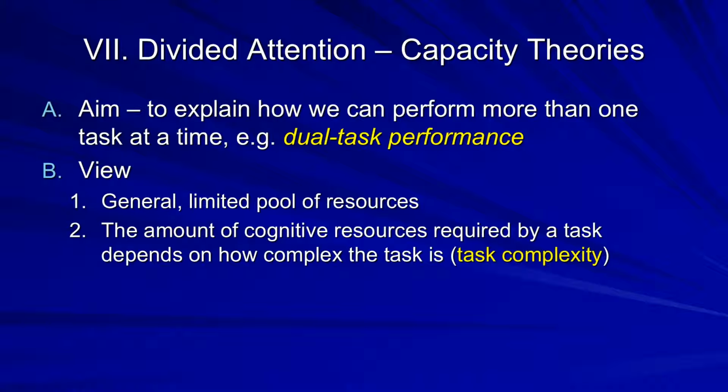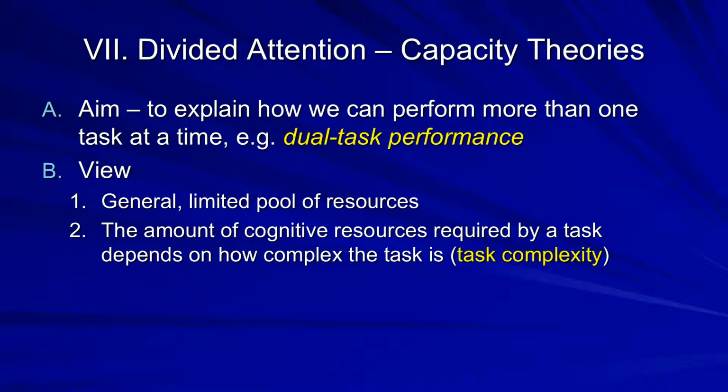I want to spend just a few minutes talking about divided attention and a little bit of these sort of misnomers about divided attention. We can do more than one thing at a time, so long as they aren't competing with one another, and so long as they don't take up more processing resources than are available. So the basic idea here is to explain how we can perform more than one task at a time, what we call dual task performance.